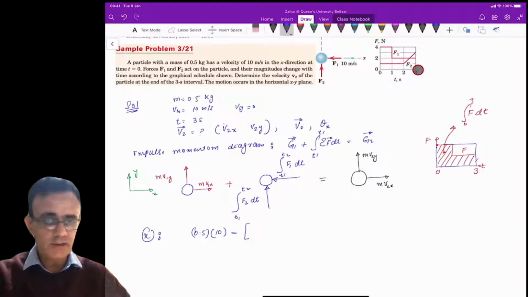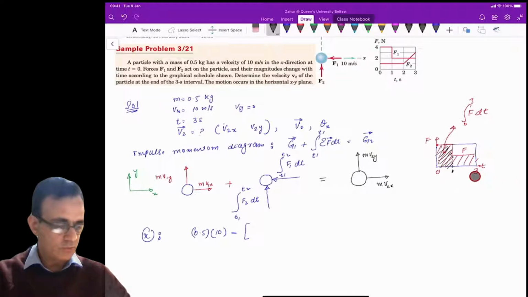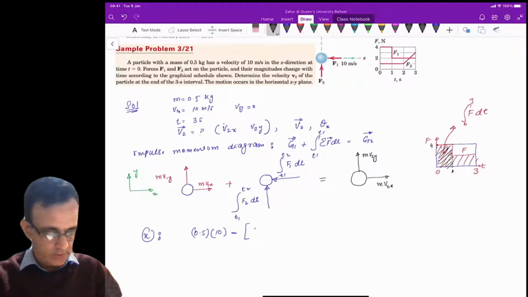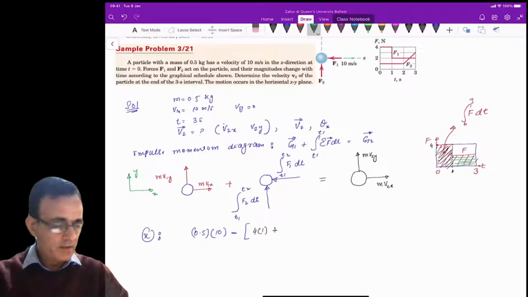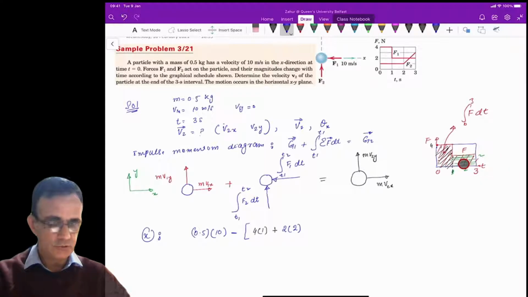For the first area, this part here, the x-axis is from 0 to 1, and the y-axis is 4, so the area will be 4 times 1. Then for the next part, the green one, it is from 1 to 3, so the width is 2, and the y is 2 here. This means it should be 2 times 2. So it's just the area of these two rectangles.